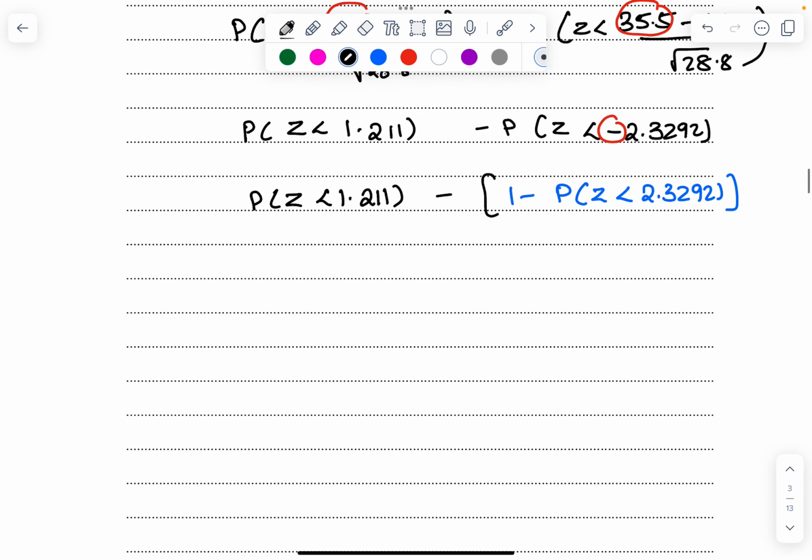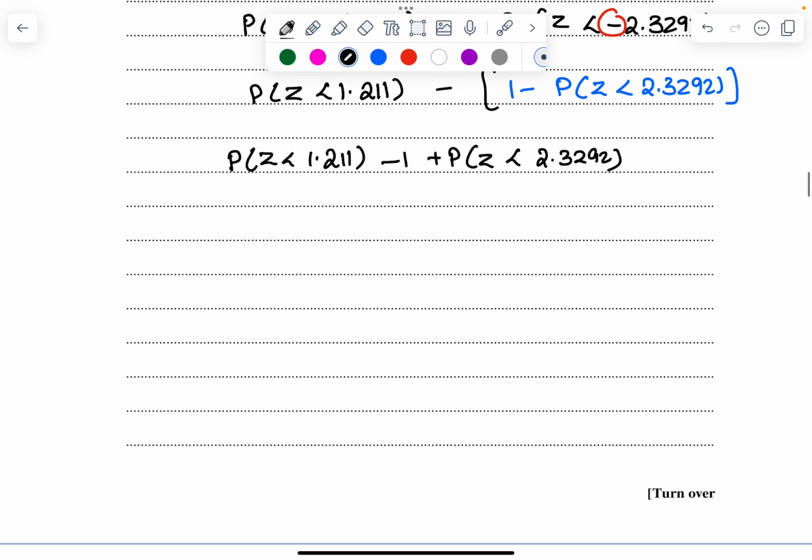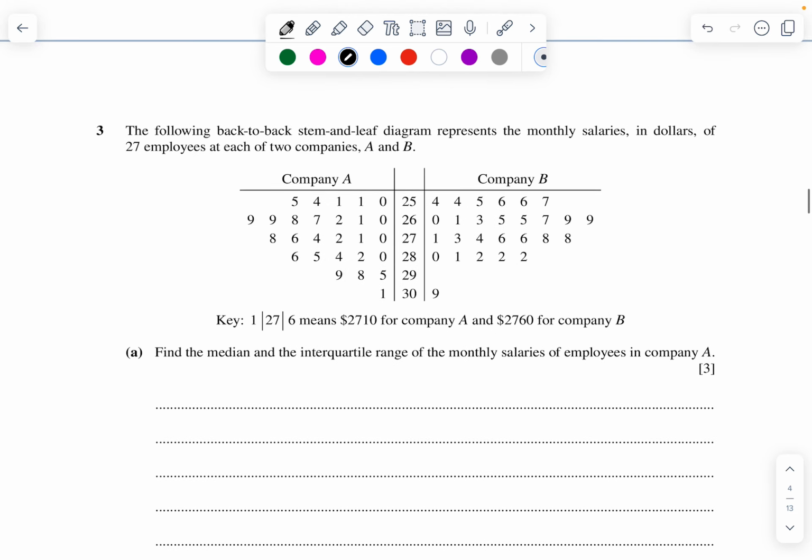Then expand this one: probability of z less than 1.211 minus 1 plus probability of z less than 2.3292. Now substitute these values. If you see from the calculator or the table, I am going to get 0.8871 plus 0.9900 minus 1, which will give you 0.877 in three significant figures. This is going to be the answer.